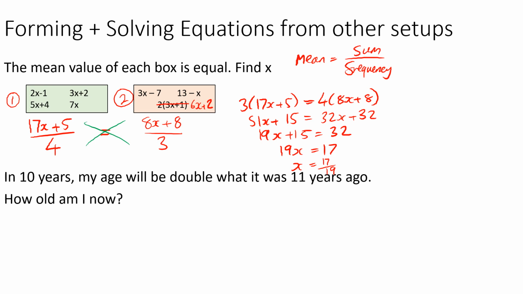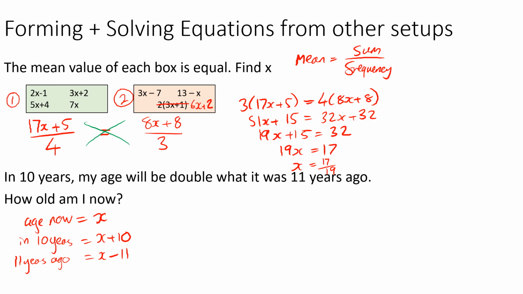Simple enough. Fair enough. Last question, the old guess my age situation. In 10 years, my age will be double what it was 11 years ago. How old am I now? So this is a question where you need to come up with a variable yourself. And I'm going to say my age now is equal to x. So in 10 years, that would be x plus 10. 11 years ago, I would have been x minus 11.